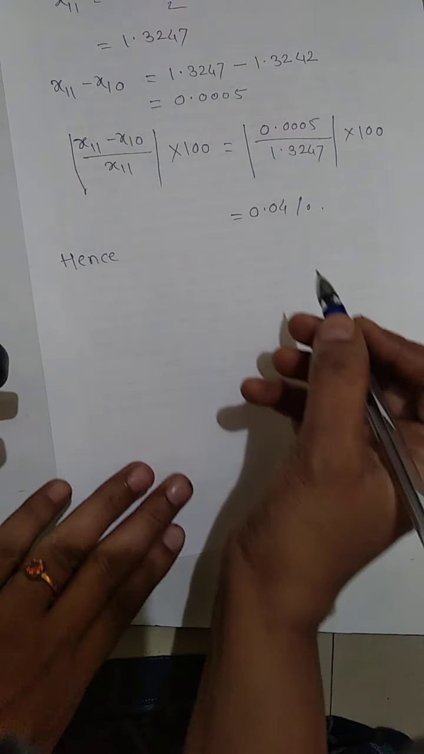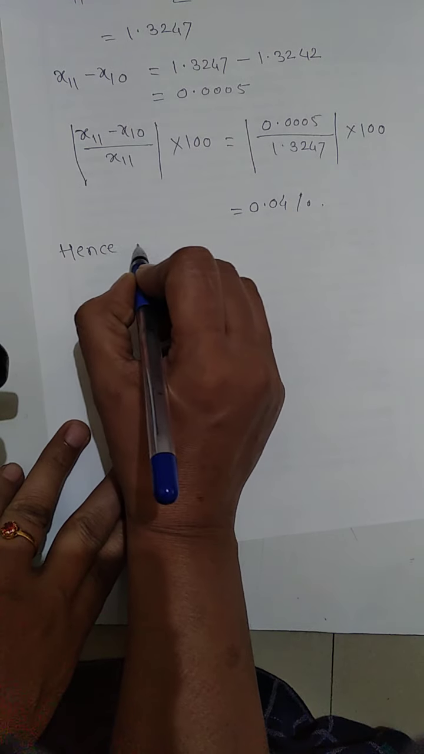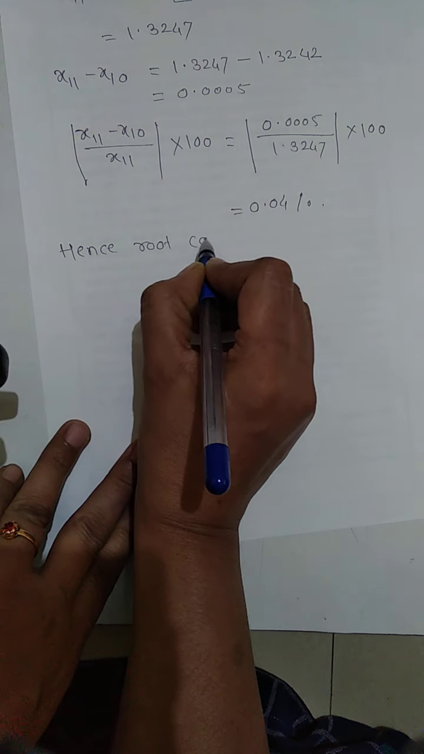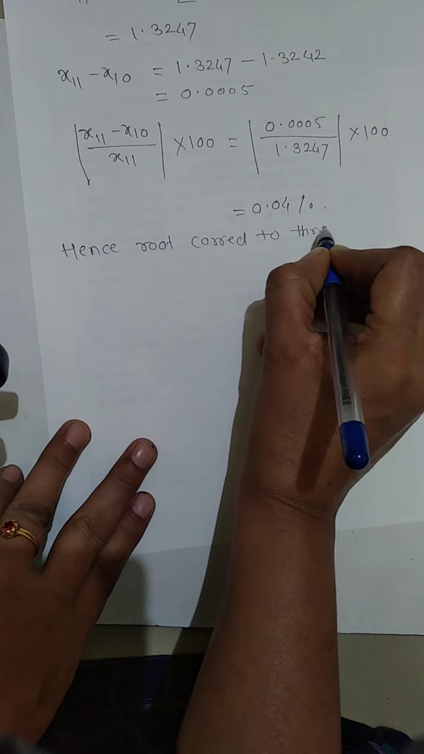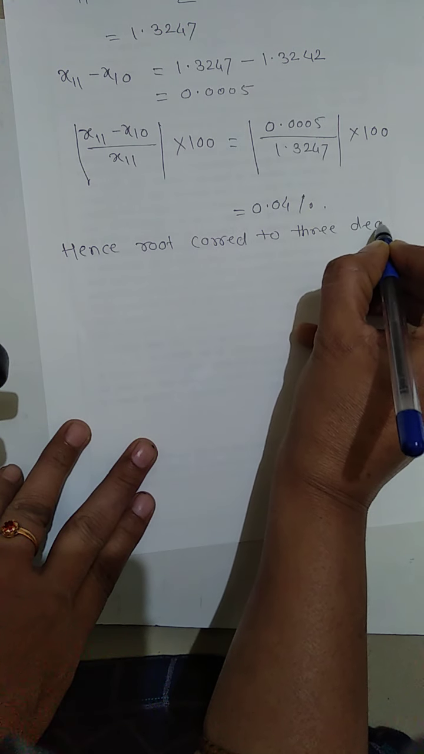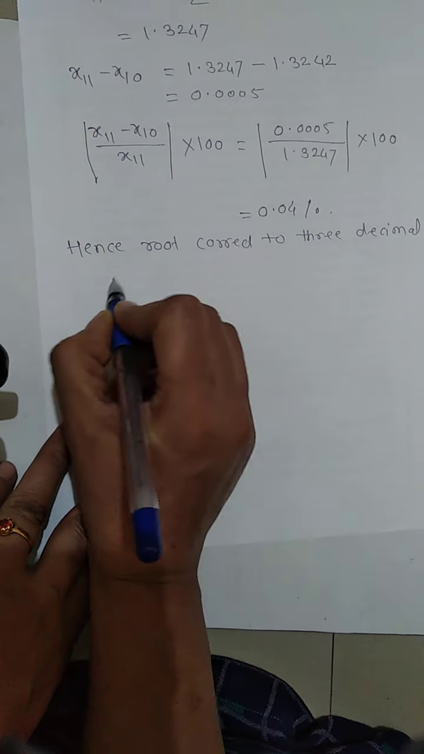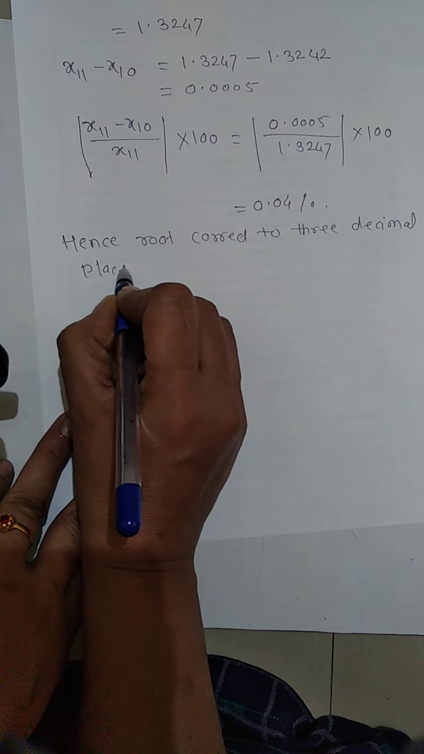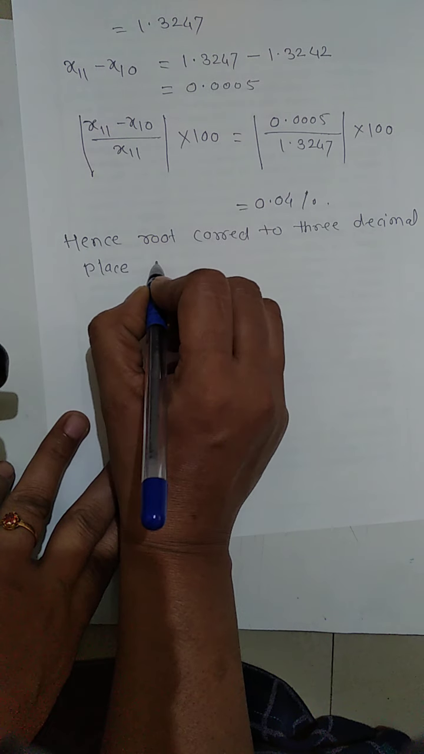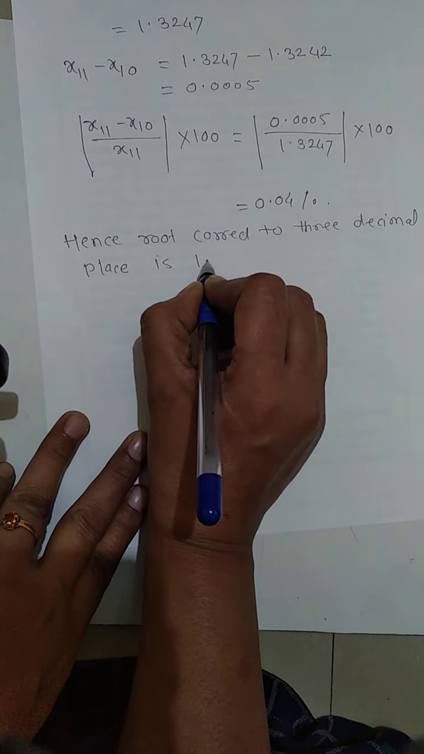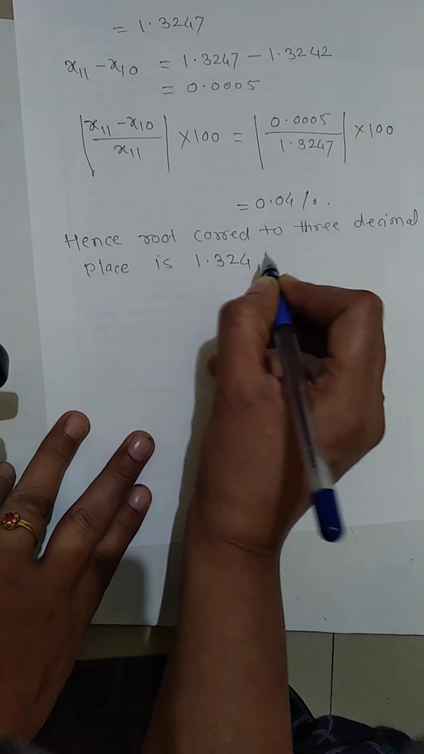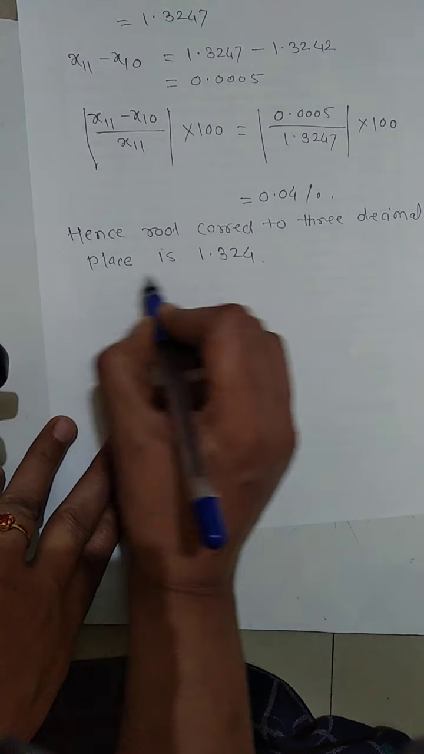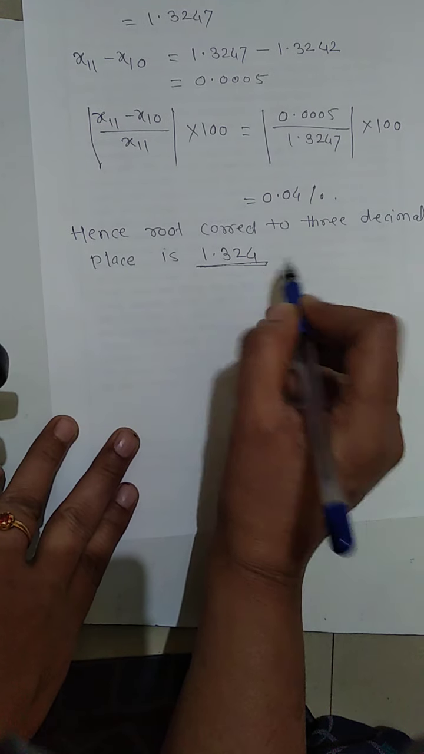Therefore the root correct to 3 decimal places is 1.324, and here the answer is 1.324.